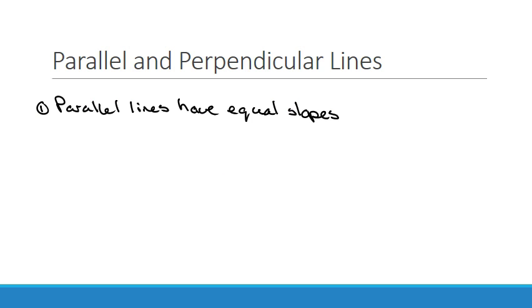Let's begin with some of the basics that we'll need for this lesson. First of all, parallel lines have equal slopes. Notation-wise, we can just write it like that: M1 equals M2. Reminder that M represents slope.